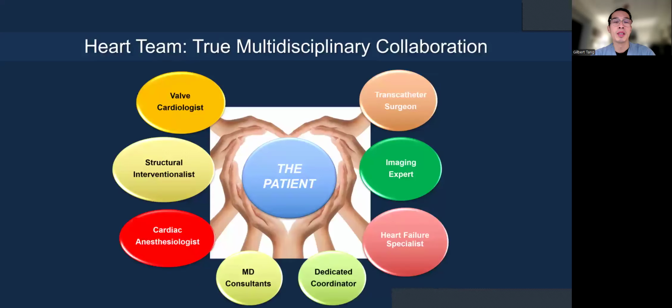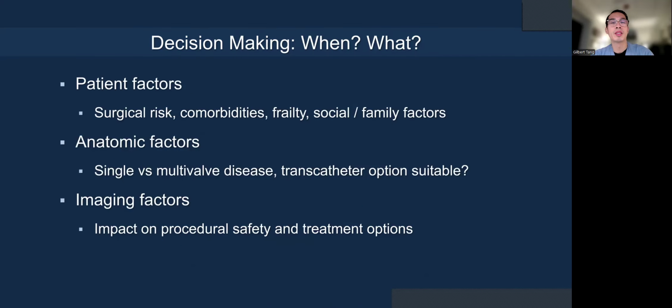The reason being is that we have a true multidisciplinary heart team where we focus on the patient. And you can see that here, there are many disciplines involved, not just in cardiovascular medicine, but also in other subspecialties as well. So how we make decisions depends on a number of things.